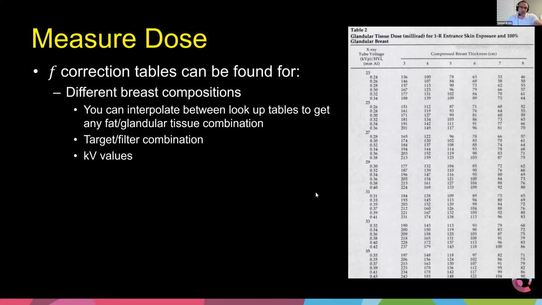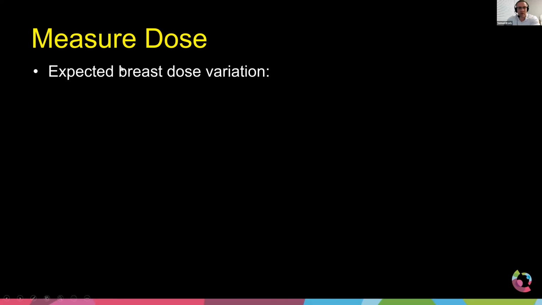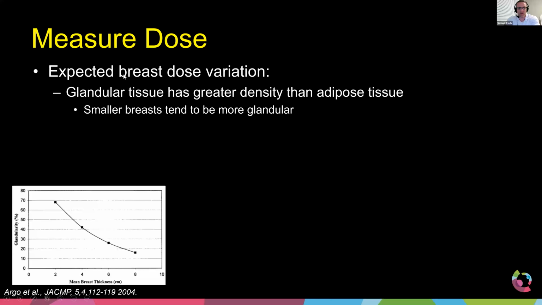All right, and then obviously there's all kinds of different targets and filters depending on the machines you have in your hospital. So let's talk a little bit about the expected breast dose variation. So we've been talking quite a bit about this variability built into the fact that as humans, we all come in different shapes, different sizes. So we know there are some fundamental truths.